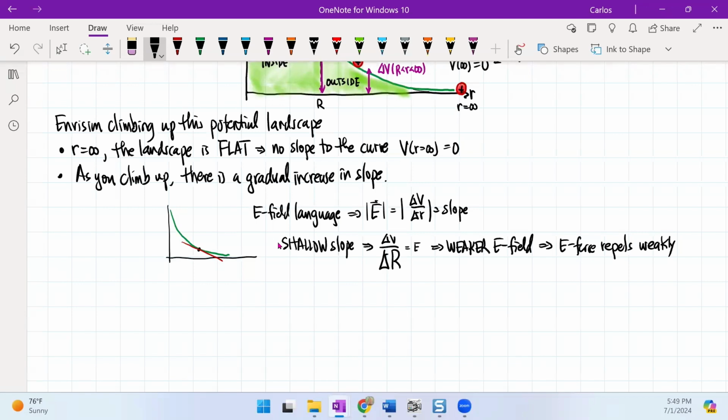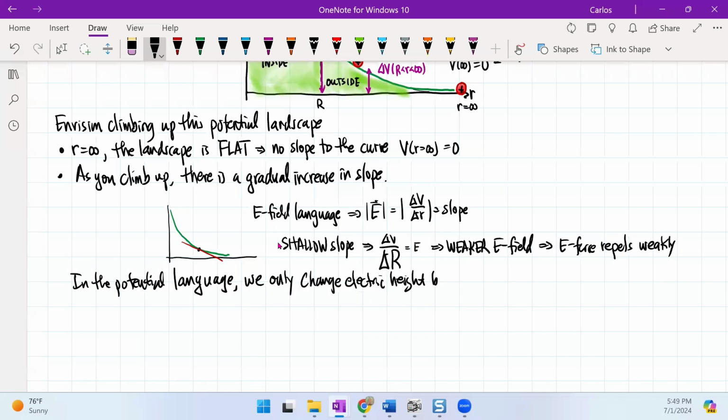But in the potential language, we only changed electric height by a little. Not a lot, so therefore the potential is small. It's not very big.